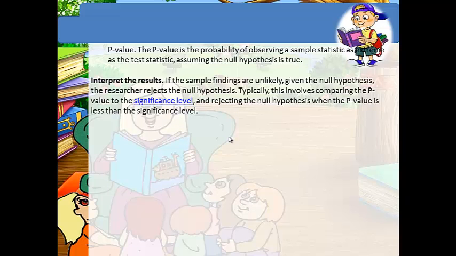The p-value is the probability of observing a sample statistic as extreme as the test statistic, assuming the null hypothesis is true. And then the last one is to interpret the result.